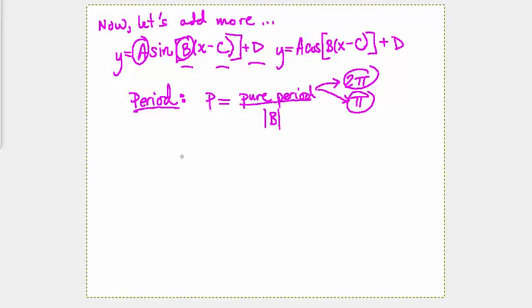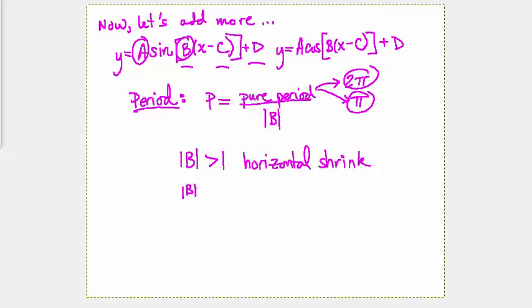More specifically now, if the absolute value of b, which we've already used back here, is greater than 1, then we end up with what we'll call a horizontal shrink.